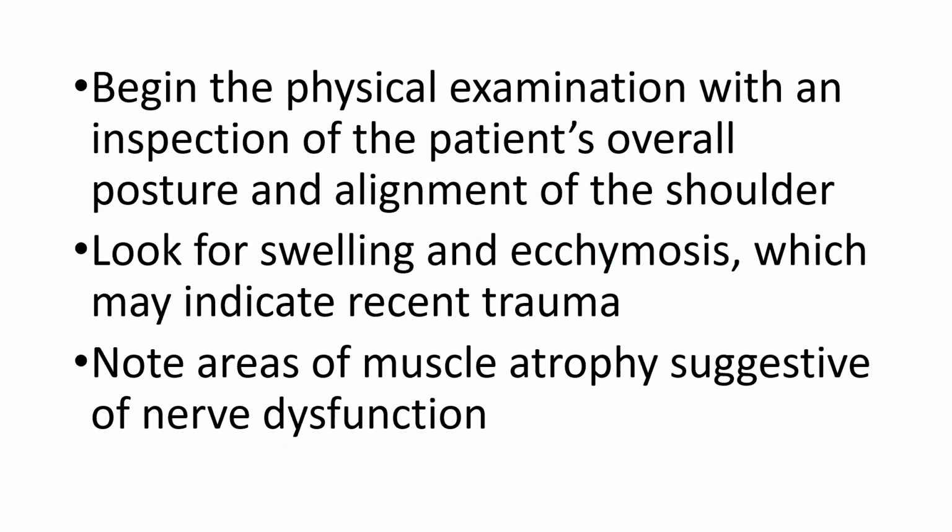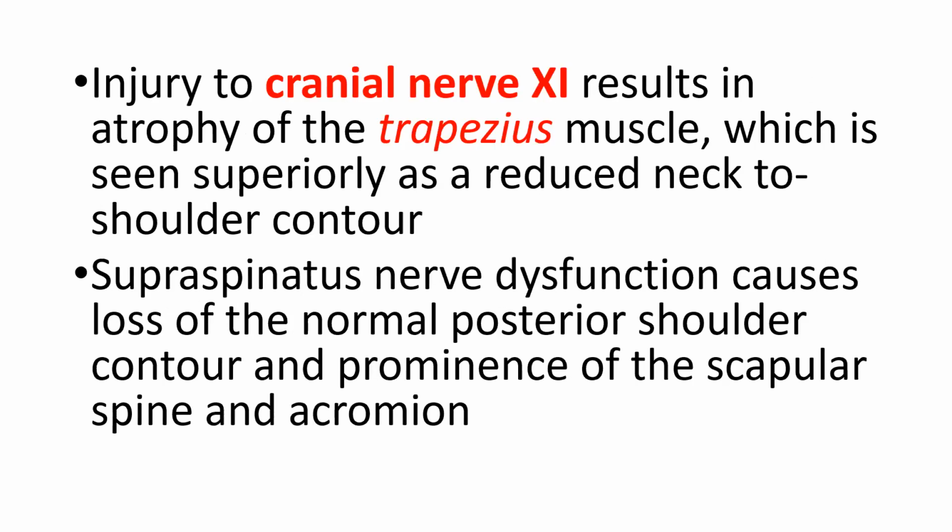A bit about the physical examination. You should begin the physical examination with an inspection of the patient's overall posture and alignment of the shoulder. Look for swelling. Look for ecchymosis, which may indicate recent trauma. Note areas of muscular atrophy, suggestive of nerve dysfunction. Injury to the cranial nerve 11 results in atrophy of the trapezius muscle.